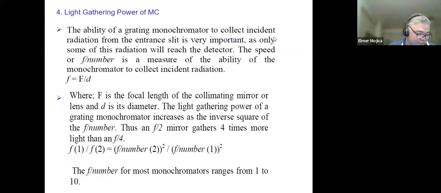the light gathering power of what we call the monochromator. This is the ability of your grating monochromator to collect incident light from the entrance slit. It's also important, as only some of this radiation will reach the detector. And the speed, which is the F-number, is a measure of the ability of the monochromator to collect the incident light. This is what we call the speed. For most of these monochromators, it can range from 1 to 10.